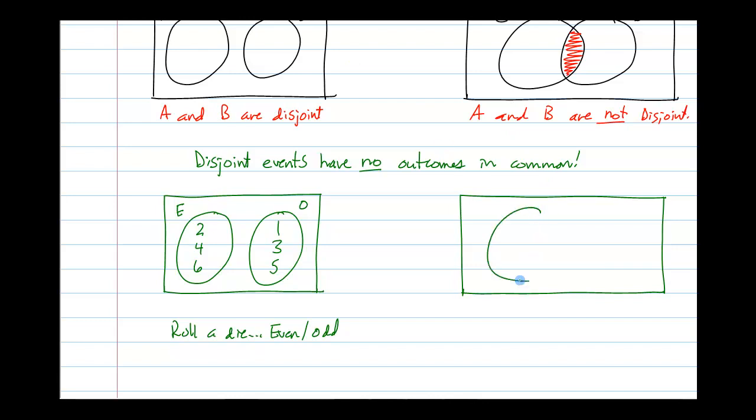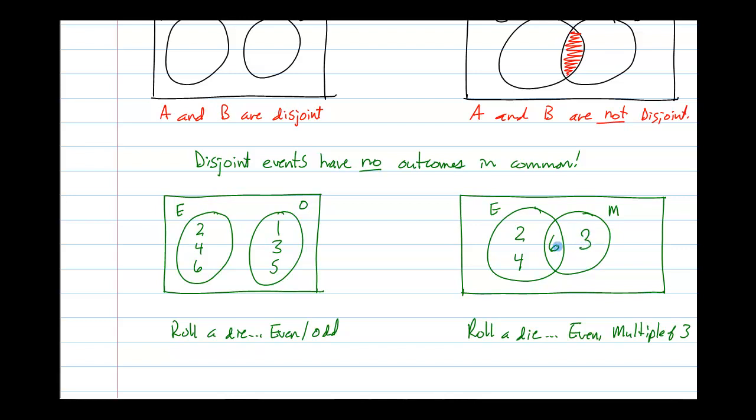Let's go ahead and look over here. Roll a die, and I record whether it's even or a multiple of 3. So I'm going to call it E for even, M for multiple of 3. Well, the even numbers are 2, 4, and 6. 6 is both a multiple of 3 and it's even. Now over here, the other multiples of 3 that could occur are 3 and 6.